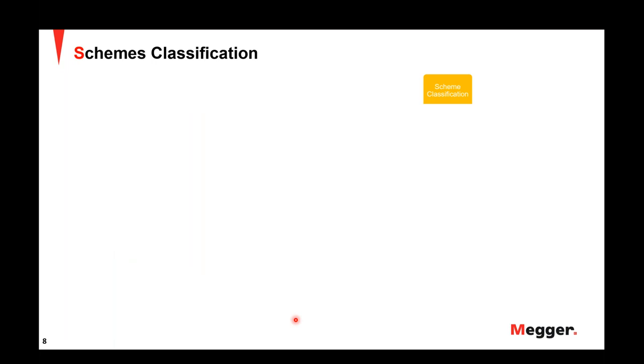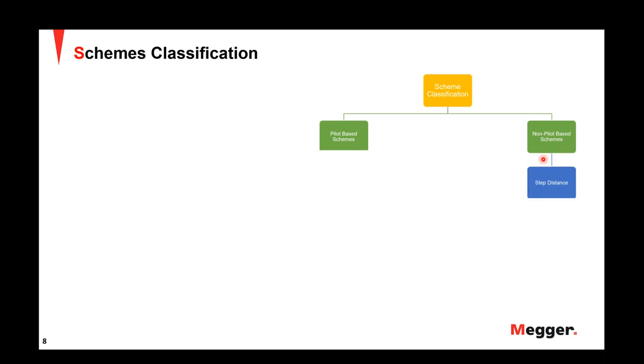Now I'll talk about the scheme classification. The schemes are classified into two categories: first, pilot-based schemes, and second, non-pilot-based schemes. Pilot protection is basically used to provide high-speed tripping. It's a type of protection where a communication channel is used between multiple ends of the line instead of direct wire interconnection, and usually these schemes are digital in nature. As opposed to that, an example of non-pilot-based would be a step distance, a conventional distance protection, right?